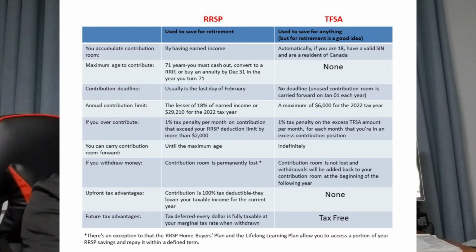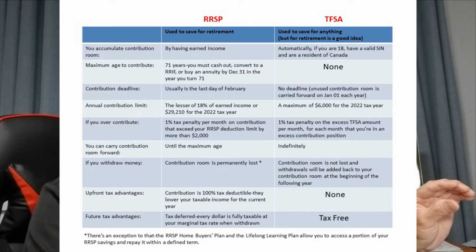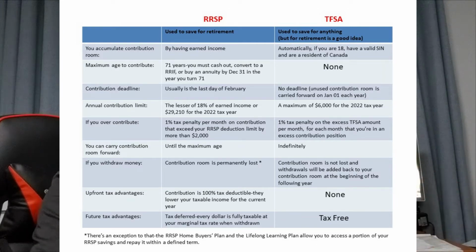Future tax advantage: the money in the RRSP account, no matter how much interest you make, is tax deferred. That means deferral. You don't have to pay any income tax now, okay? But when you withdraw your money, every dollar becomes your taxable income, right? So you have to be very careful. The beginning and the end. The beginning is the contribution, which is tax deductible. The end is when you take money out, it's taxable.